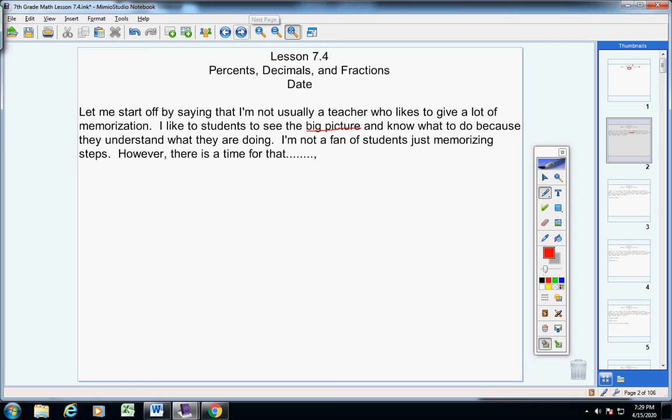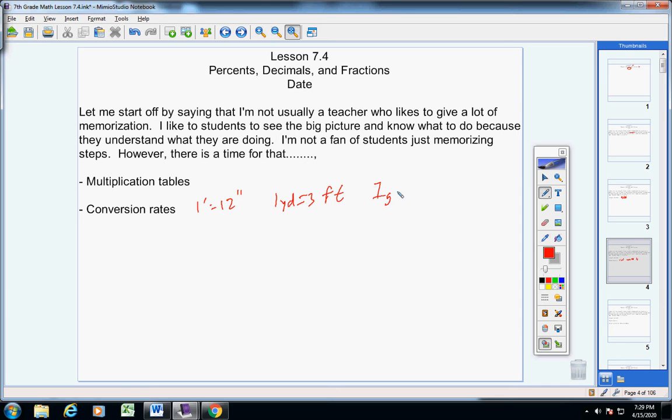For example, when you were younger, you learned your multiplication tables. Why? So you could do your multiplication faster. That was a good idea. That was good memorization. You've also learned your conversion rates. 1 foot equals 12 inches. 1 yard equals 3 feet. 1 gallon equals 4 quarts, etc. Okay? And that was a good thing to memorize. You need to know those, okay?